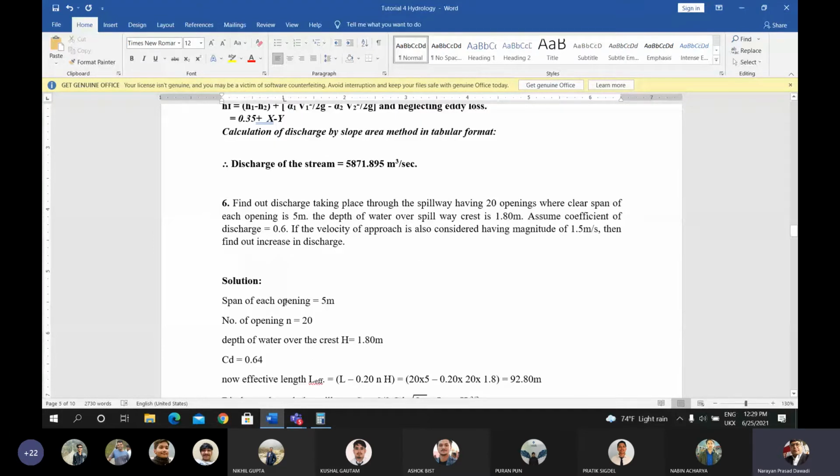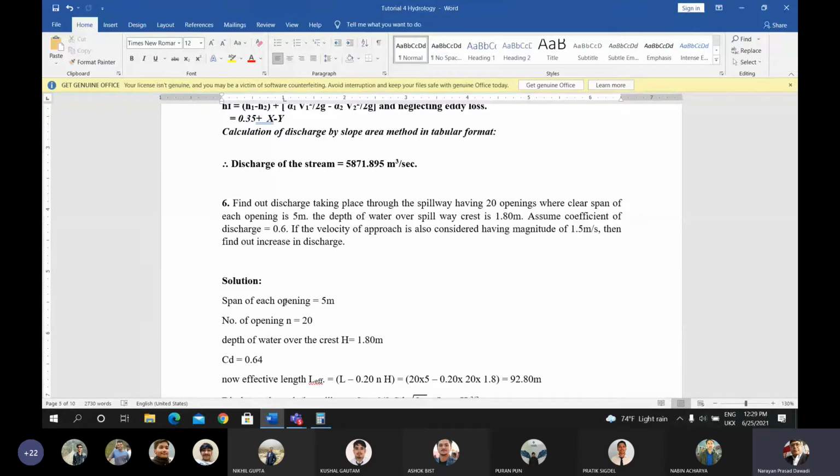Now I'll move towards the sixth question. Find out the discharge taking place through a spillway having 20 openings, where the clear span of each opening is 5 meter. The depth of water over the spillway crest is 1.80 meter. Assume coefficient of discharge as 0.6. If the velocity of approach is also considered, having magnitude of 1.5 meter per second, then find out the increase in discharge. This is a problem related to hydraulics also.